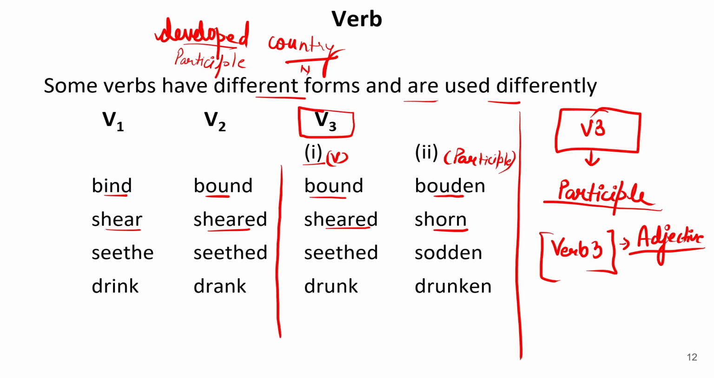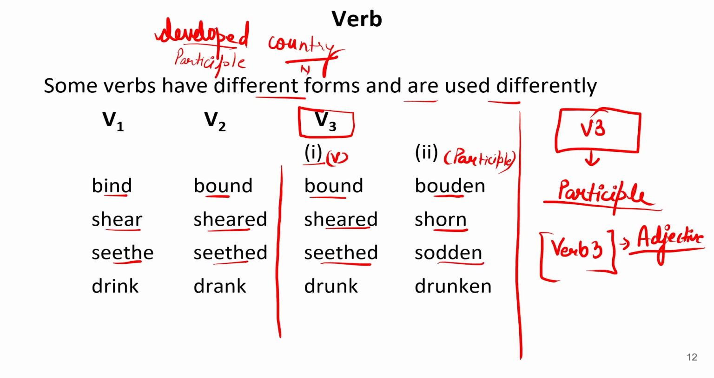Now we have another verb, that is seethe. Seethe means to boil, to soak something in water. The second form of it is seethed. The third form is again seethed, and the third form can be sodden as well, but sodden is a participle.